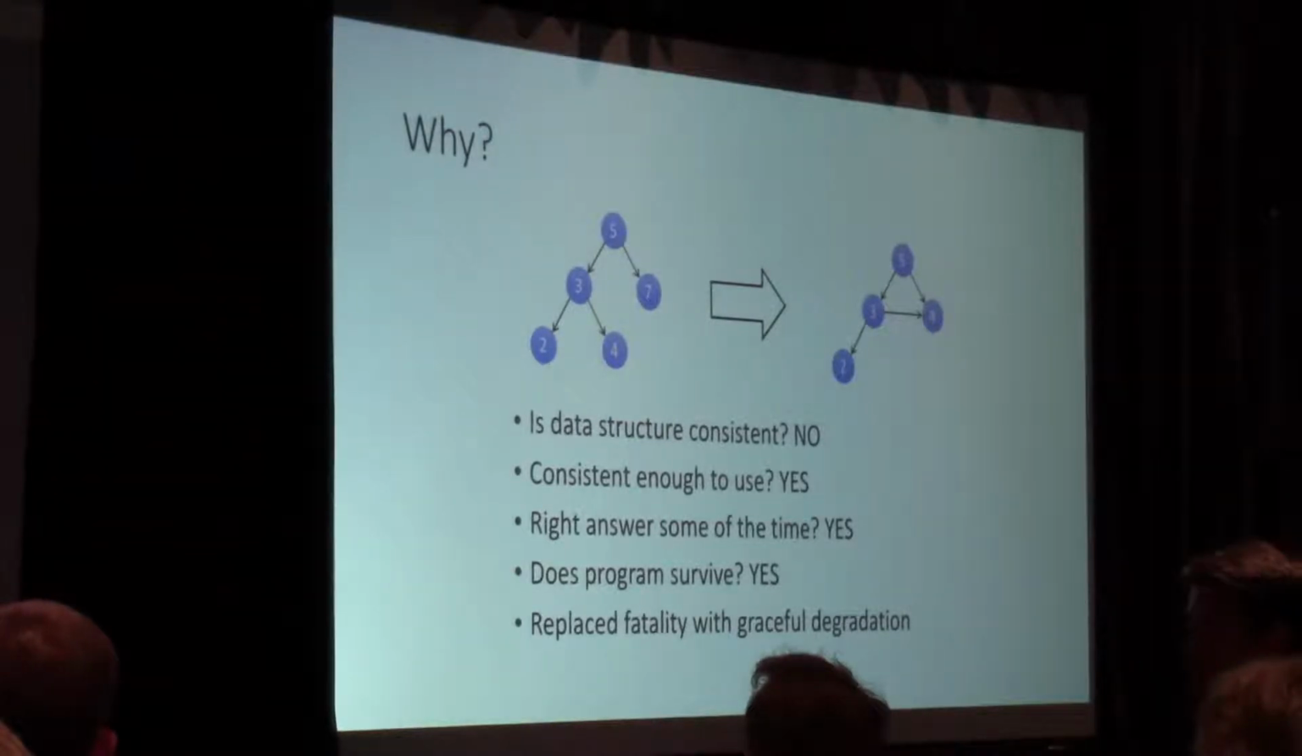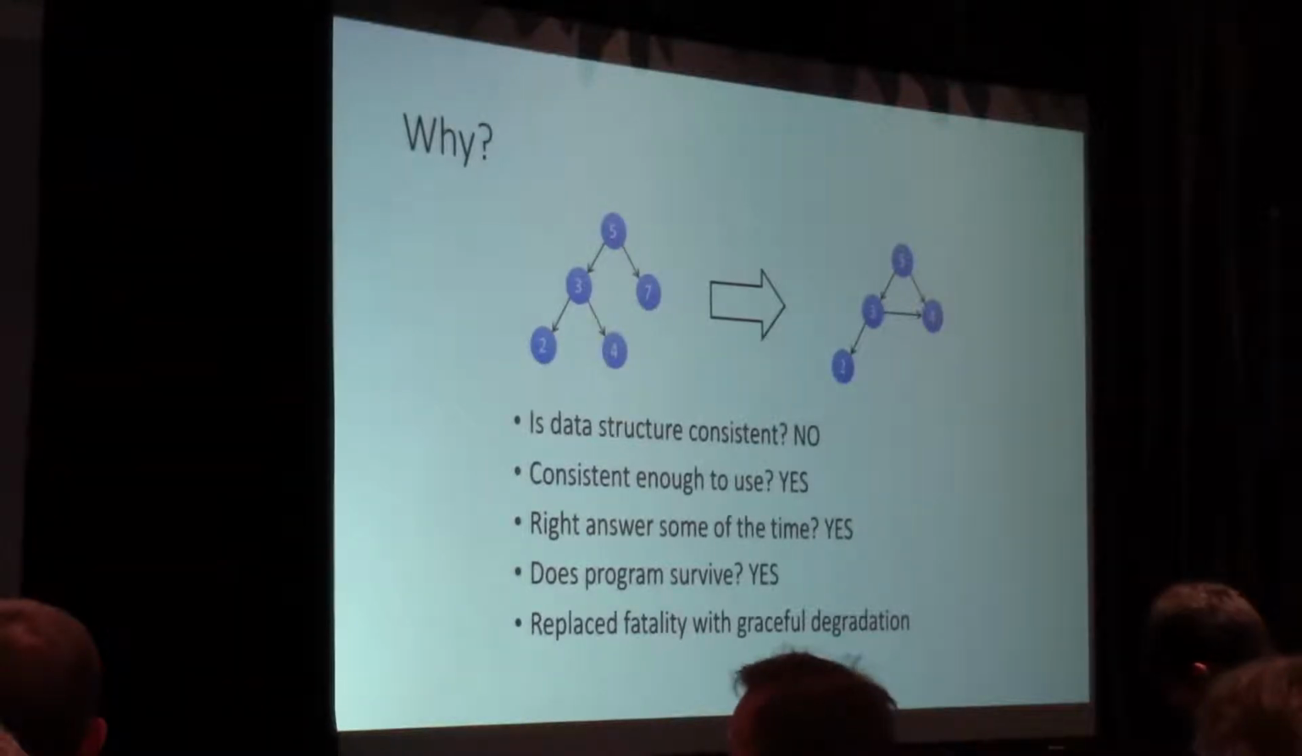So now the first question is, is the data structure on your right consistent? The answer is no. Not consistent, right? It's supposed to be a tree, this is not a tree. Is it consistent enough to use? Sure, because if you run a binary tree lookup on this, it's going to run down the tree, follow a bunch of pointers, and it's going to find something or not. Is it going to get the right answer some of the time? Yes. Most of the time, probably. Does the program survive? You bet. And we replaced a fatality with a graceful degradation, which is a fabulous result.